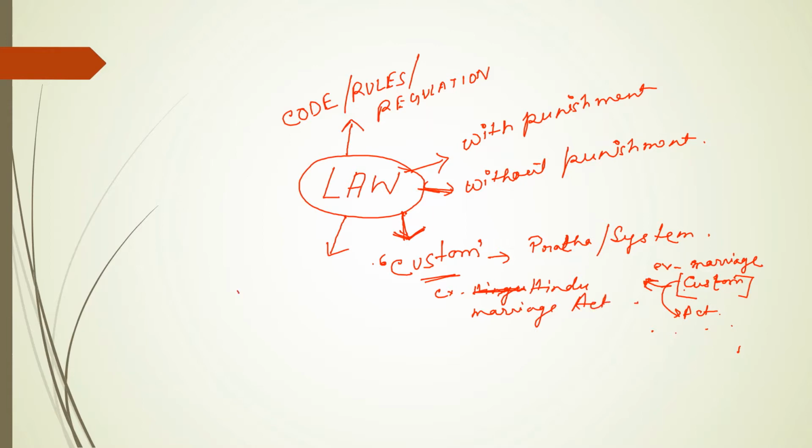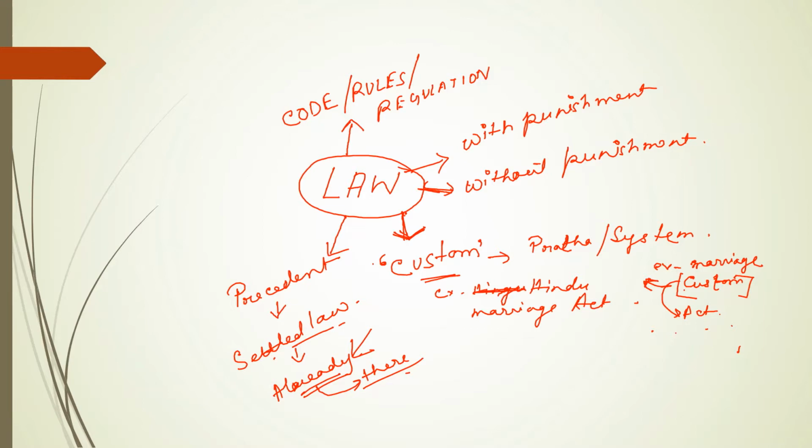Next is precedent. What is precedent? Precedent means settled law. That means whatever is already there, we are following it. Settled law means it's already there. It's not in our hand. The act is already passed and already there. Everyone is following. So law means we have to follow all the law, whatever is already settled. We have to follow those settled laws, which in one term means precedent.